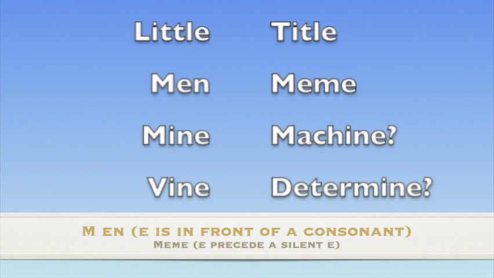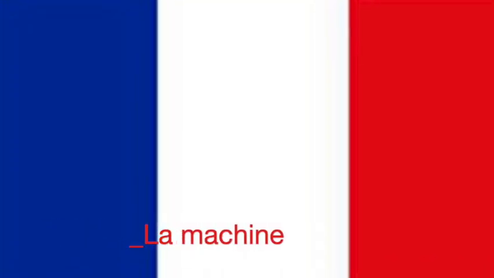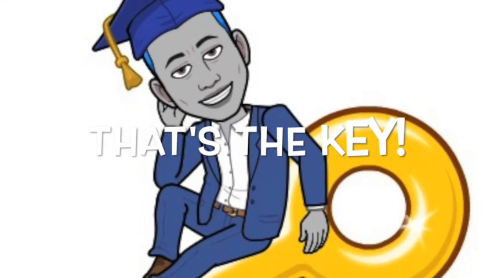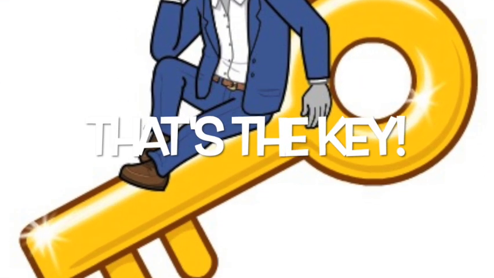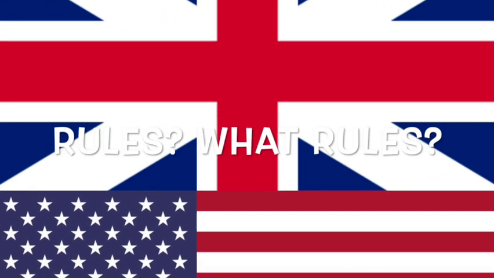The problem, however, seems to be the I in mine and the I in machine. That should not be a problem at all. It is because English borrowed machine from French and tries to keep the original pronunciation. There is also the I in vine and the I in determine. They seem to violate the previous rules. The truth is, once the pronunciation of a word is known, no rule is necessary. Just like for native speakers.